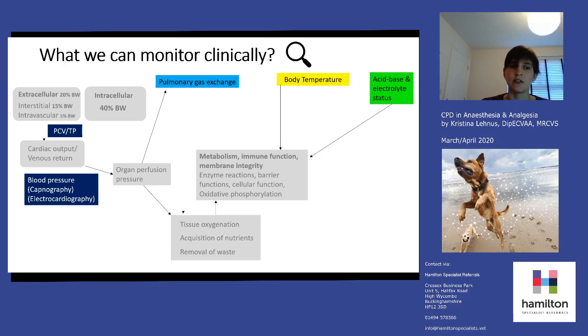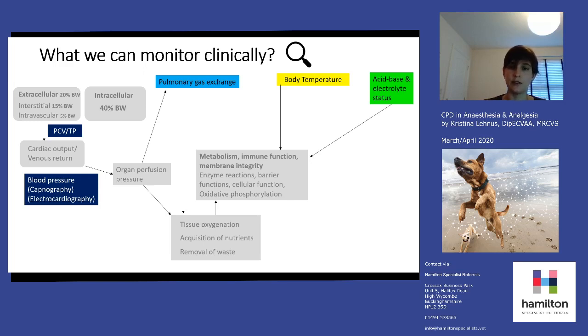Capnography has earned some brackets because it can be used as an indirect means of assessing cardiac output, assuming that your minute ventilation is the same. So if your animal is breathing at a constant rate with a constant tidal volume, the only thing that should be changing, assuming measurement is being performed in the same way, should be your cardiac output. So if your cardiac output goes up, your end tidal CO2 should go up. If your cardiac output goes down, your CO2 should go down too.